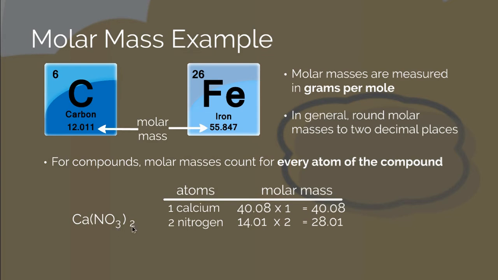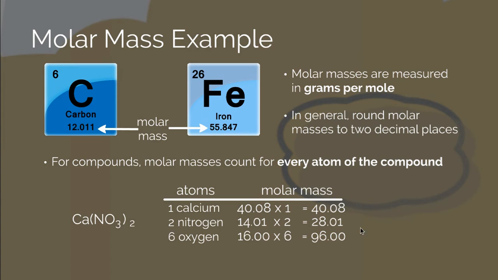But again, notice that there's a 2 subscript outside of the parentheses. So we're going to take this 2 and multiply it into that number in the parentheses. So in this one, I have 2 times 3, which gives me a total of 6 oxygen. And so now each oxygen is worth 16.00 grams, and I multiply that by 6 because I have 6 oxygen atoms total, and that gives me a mass of 96 for the oxygen.